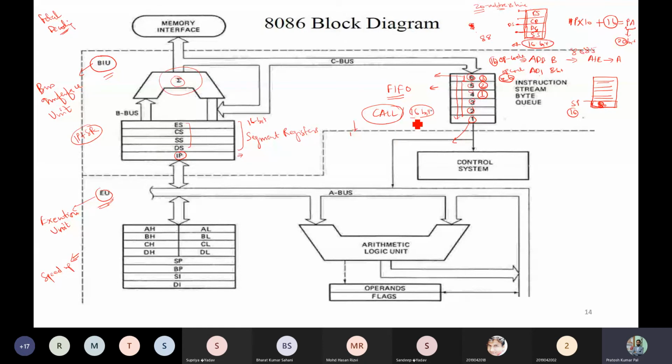Basically, for normal operation it will have better speed, but if call related instructions are there, there will be some disadvantage of this queue. Okay. Next, in the execution unit, you can see there are general purpose registers.